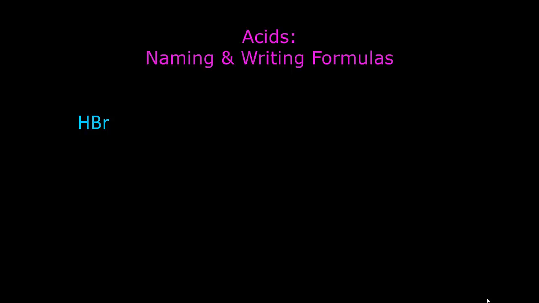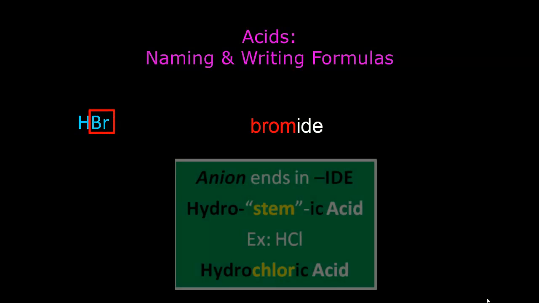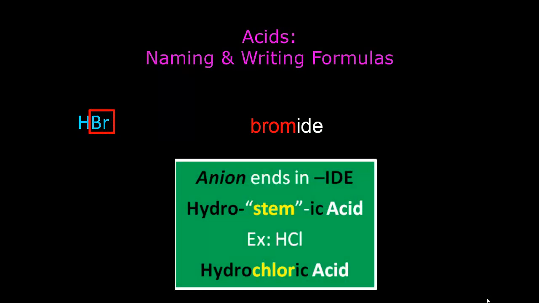Now let's take an example. We have HBr. Our anion is bromide. It ends in IDE, which means we are going to add hydro in front of it. We're going to keep the brom, BROM, and we're going to change the "ide" to "ic." So this will be hydrobromic acid.